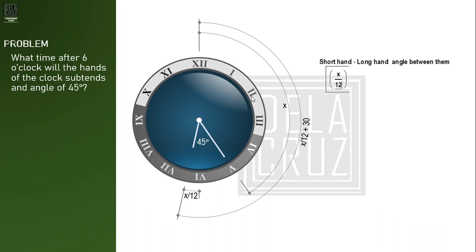X over 12 plus 30 minus the longhand run is equivalent to x, of course, from the 12 mark to this certain point. So, hindi pa natin alam yan, no? X is equivalent to 45 degrees. But yung 45 degrees natin, convert natin to minutes. And every 5 minutes, we have 30 degrees. Yan lang. Ganun siya ka-basic.